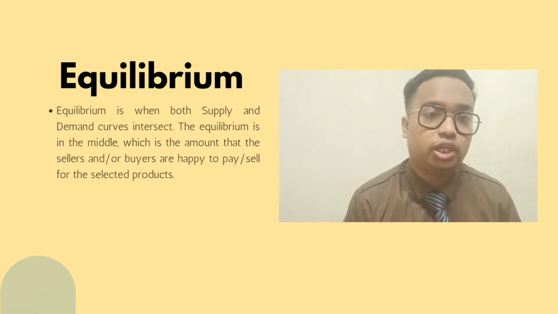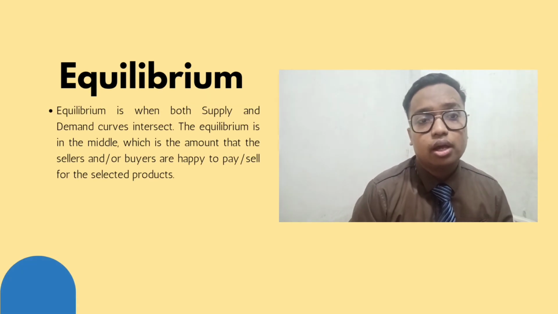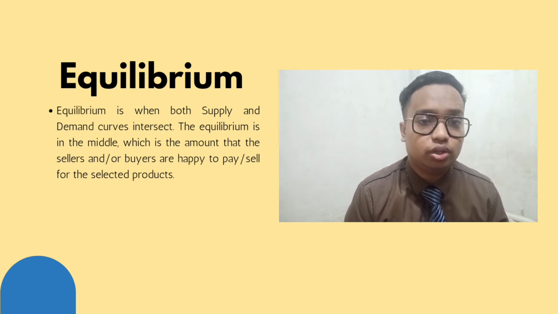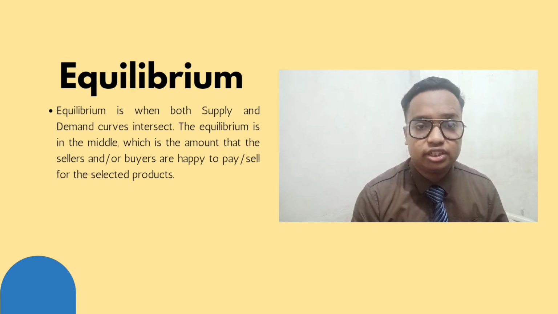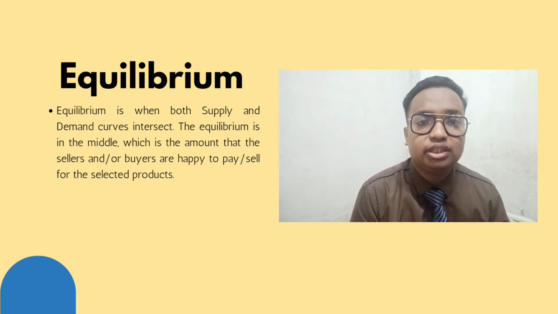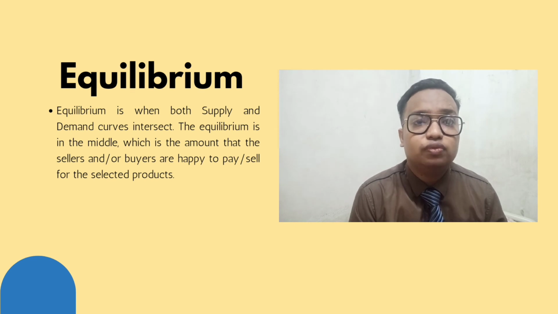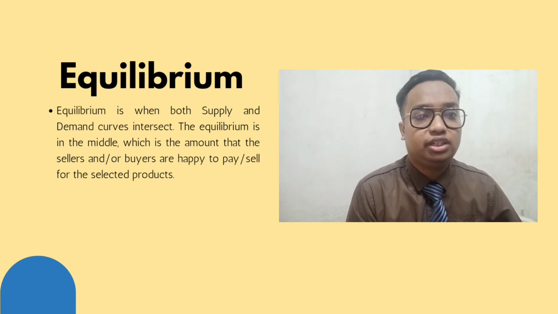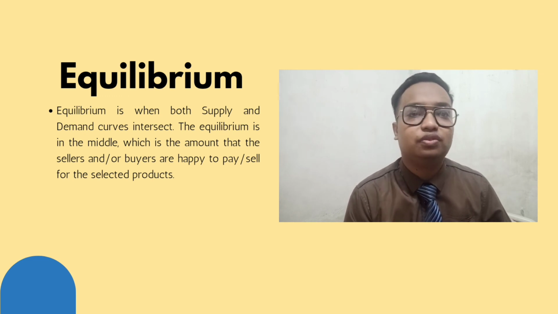Okay, now we will move to the equilibrium. The meaning of equilibrium is when supply and demand are equal. For example, when the supply function and demand function intersect, the economy is said to be at equilibrium. At this point, the allocation of goods or services is most efficient because the amount of goods and services being supplied is exactly the same as the amount being demanded.